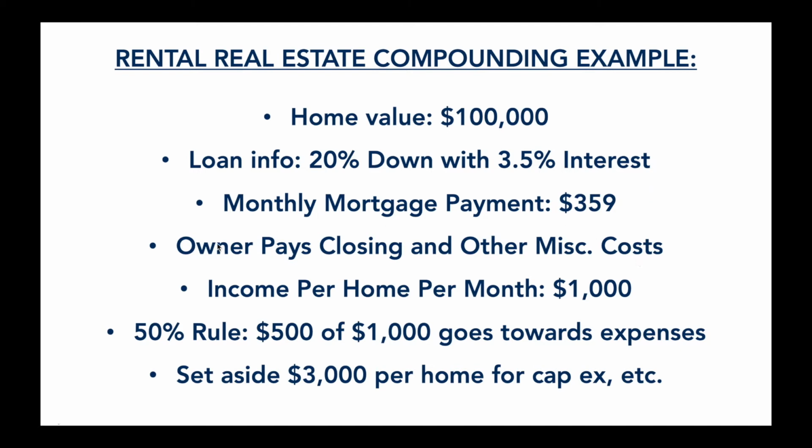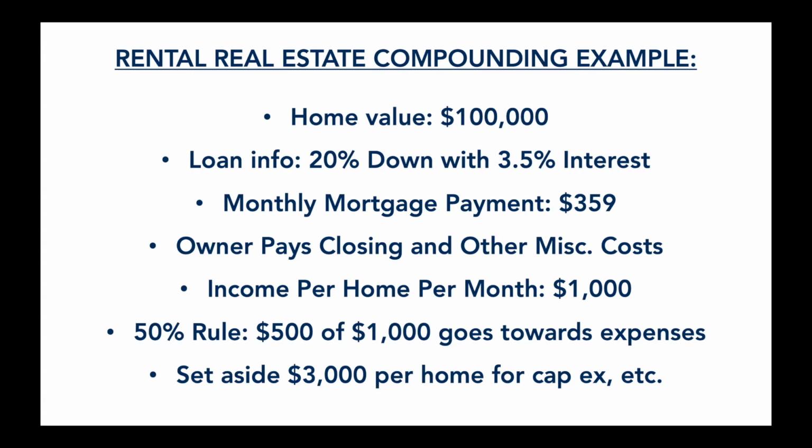You've also agreed with the owner that they will pay your closing costs and any other miscellaneous costs you have at the time of purchasing your property. These properties meet the 1% rule, meaning that each property will rent for $1,000 per month. Additionally, we're going to go with the 50% rule in terms of expenses, which says that $500 out of every $1,000 that you get in rent will go towards expenses. Additionally, at the time of purchasing each property, we are going to set aside $3,000 to have for capital expenditures in case they come up.